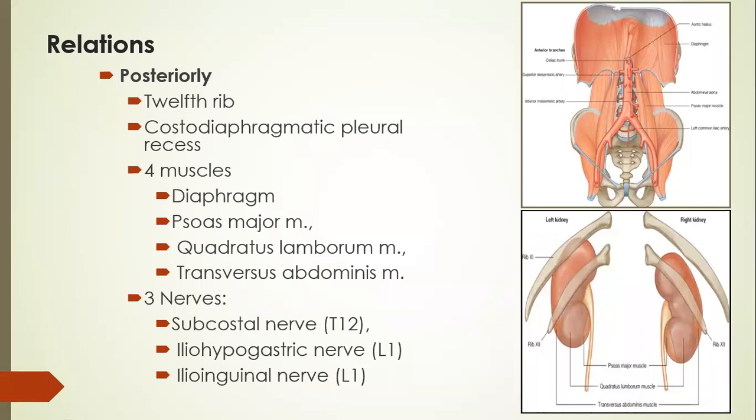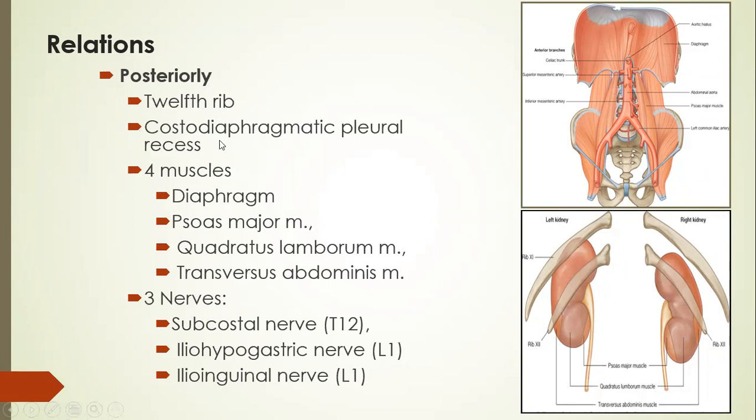Very important coverings. Now coming to some important relations, especially the posterior relations, how it is related posteriorly. It will be lying on the posterior abdominal wall, right? So it is related to some of the important structures. The first, which is clinically important, will be the 12th rib. So it is related to both the kidneys, with a slight difference, as I told before.